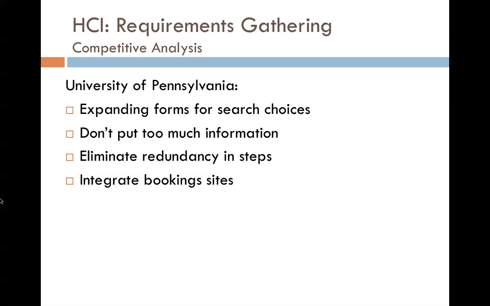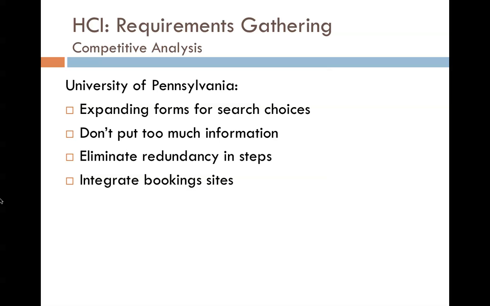University of Pennsylvania's system showed us that having the form expand as the user provides information helps to narrow down choices based on users' needs. Also, that we shouldn't overwhelm the user with too much information. Tracking user activity is important to eliminate redundant steps, and it is important to integrate different booking sites with a single institution.